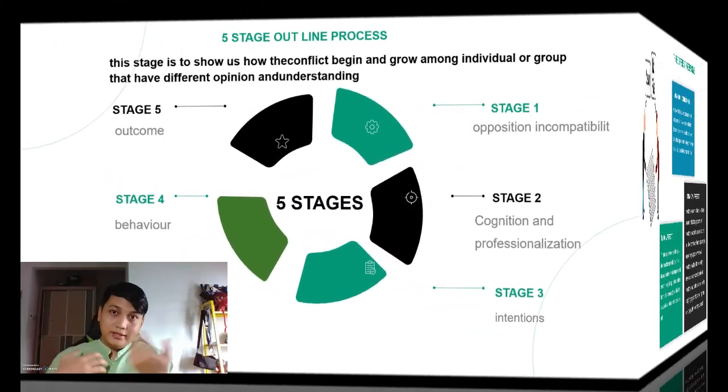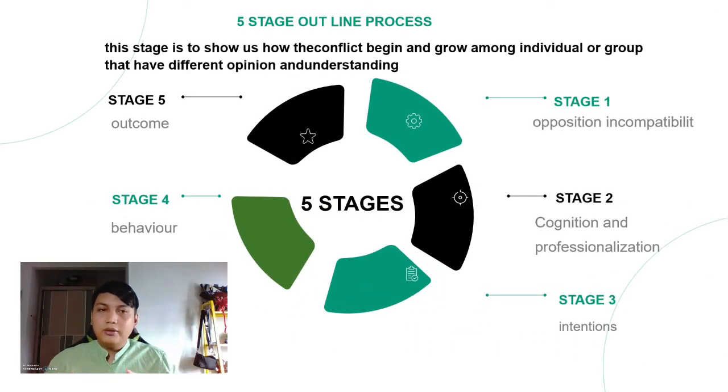So let's go to the next slide. In this slide, we're going to talk about the five stages in the conflict process. All of these stages show us how conflict begins and how it grows among individuals or groups that have different opinions and understanding. We go to the first stage, which is opposition or incompatibility. This stage tells us about the potential areas where conflict can happen.